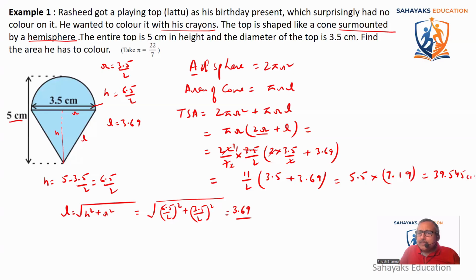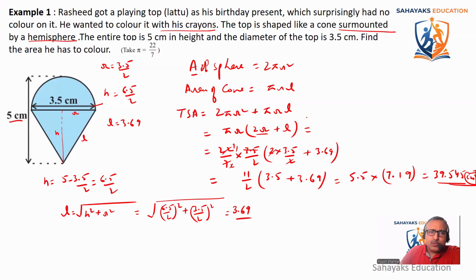39.545 centimeter square. Okay, two things you have to remember here. The first thing is that whenever you're computing something, please write the unit. If you don't write the unit, you'll lose half a mark, 1 mark. It depends on the teacher's mood, how much they want to cut if you have not written the unit. So please write the unit properly. If we have found the area, the unit of the area will be centimeter square, meter square, or square units. So please mention the unit here.